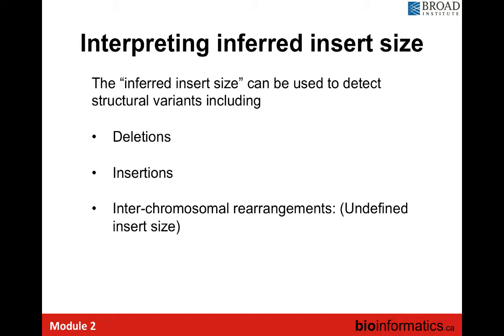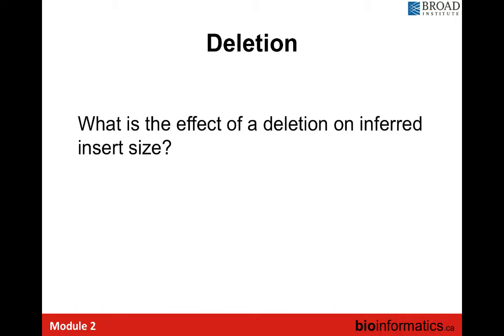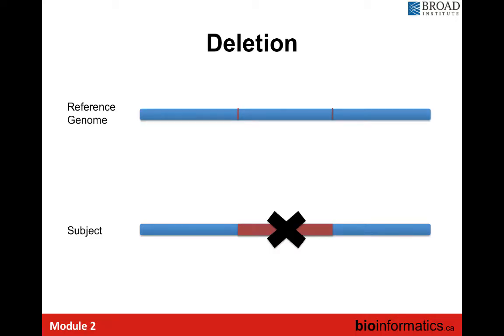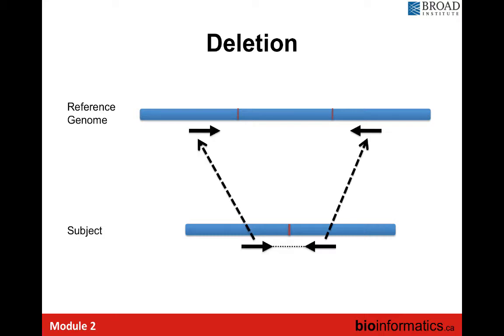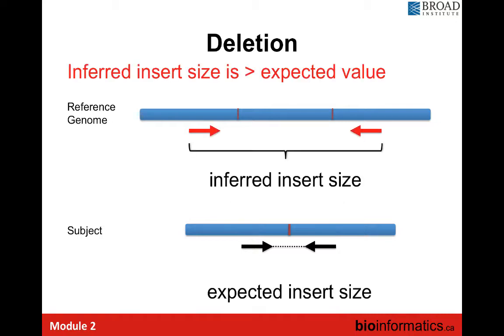So we're going to see the example of the deletion. What is the effect of a deletion on the insert size? Here is your reference genome, and in the sample you actually sequence, there is a deletion of the red part in the middle. So that would look like this. When you cut your DNA and do your paired-end sequencing, you'll have reads mapping on your subject at the bottom next to the junction. But when you map those reads back to the reference genome, they're going to be a lot further apart. So the insert size is going to be larger than expected, larger than most of your read pairs in your library.